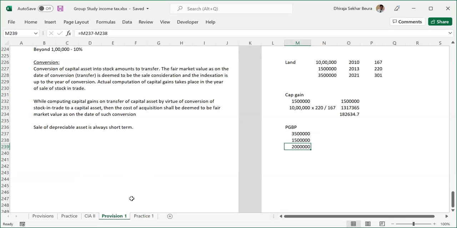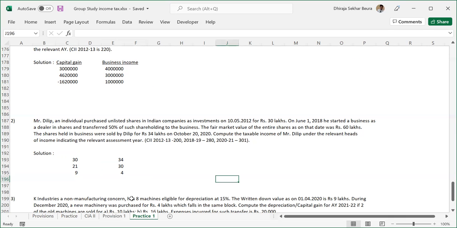There won't be any indexation because it's a short-term capital gain. So I'm not able to see that. Indexation I did know, 15 multiplied by 280 divided by 200 for the business profession. In the business profession, is there an indexation concept? I'm asking. It is not there. It's only for capital gain, right?